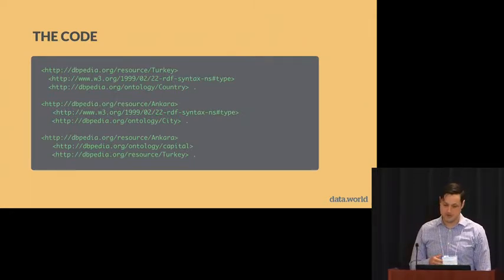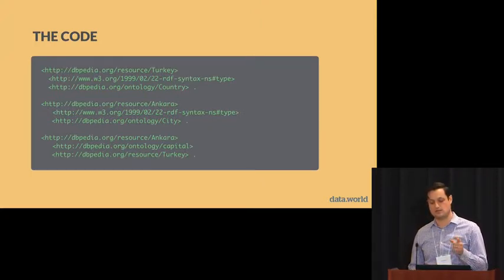There's a data source out there called DBpedia, which is the graph database where all of the information has been pulled from Wikipedia. So the DBpedia resource Turkey has a W3 standard type of country. Ankara's type is city, Ankara's capital is Turkey.